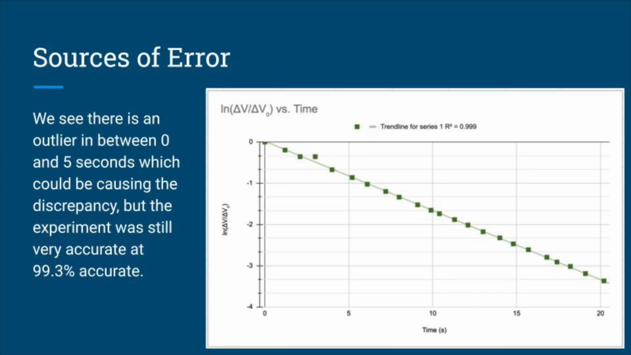We see that there is an outlier in between 0 and 5 seconds, which could be causing the discrepancy, but the experiment is still very accurate at 99.3%.